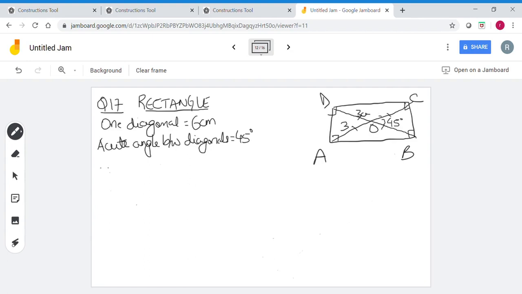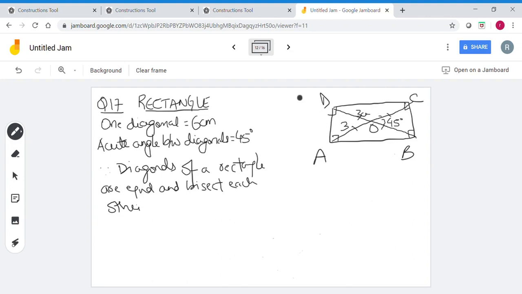So let's write, since diagonals of a rectangle are equal and bisect each other, therefore OA is equal to OB is equal to OC is equal to OD is equal to 3 centimeter. So now let's see how will we construct this.